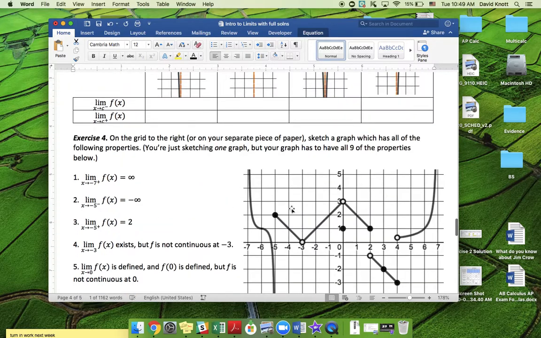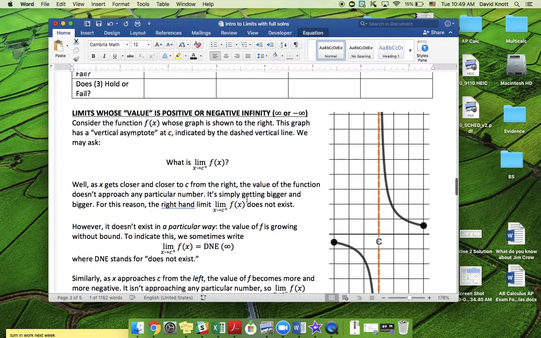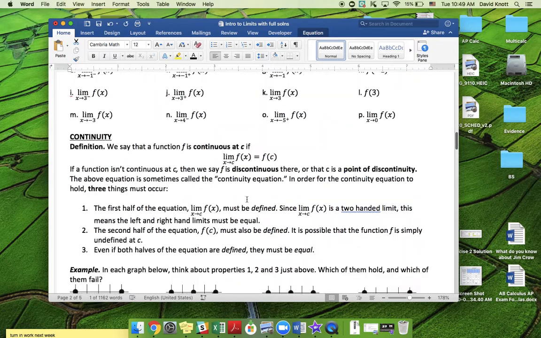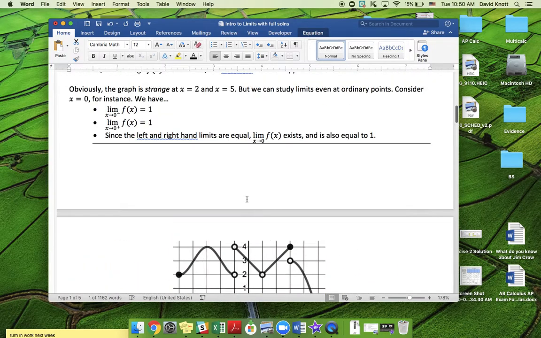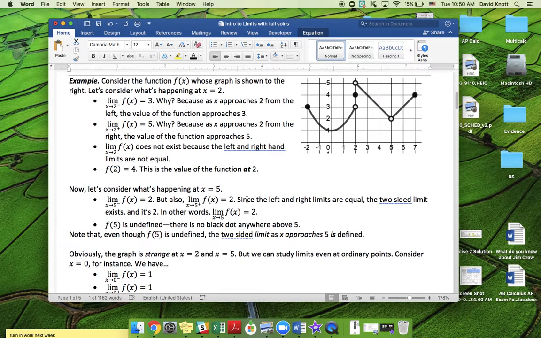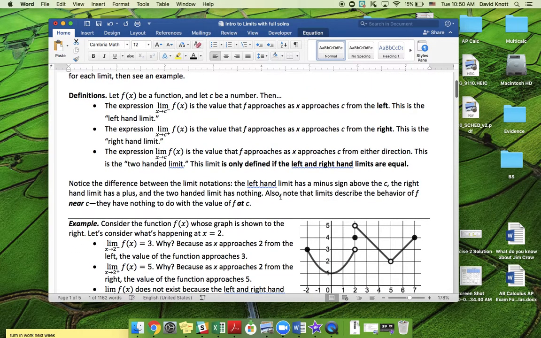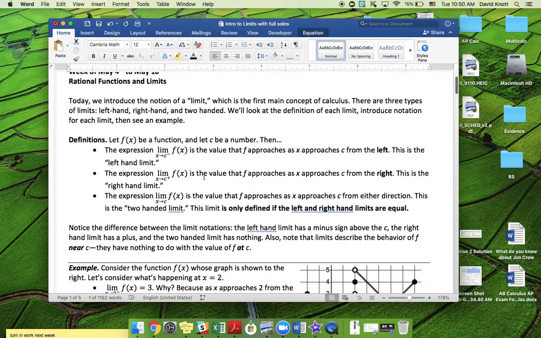I think you really have to read this closely and understand what it's saying. It's not enough to have just an approximate understanding. You've really got to see these definitions clearly. And as it says in the notes here, this two-sided limit is only defined if the left and right hand limits are equal. That's what it means for that thing to be defined.